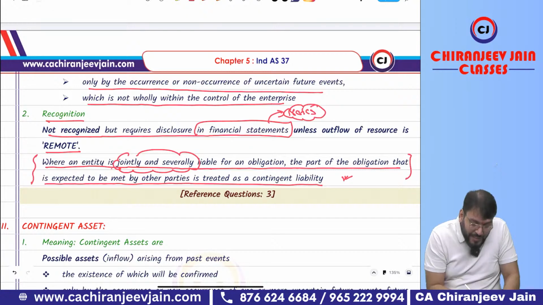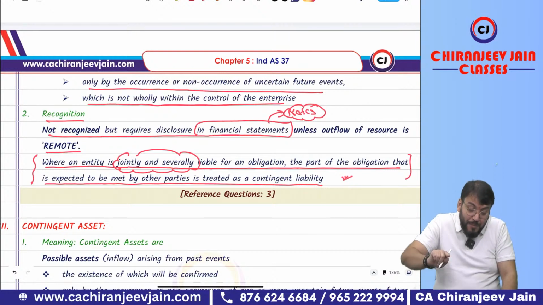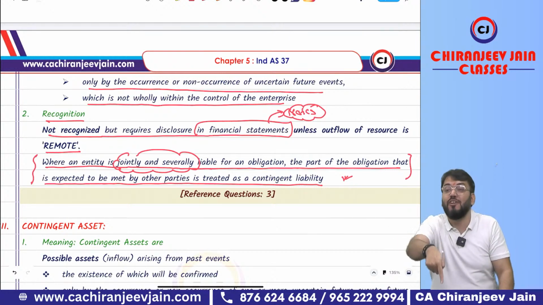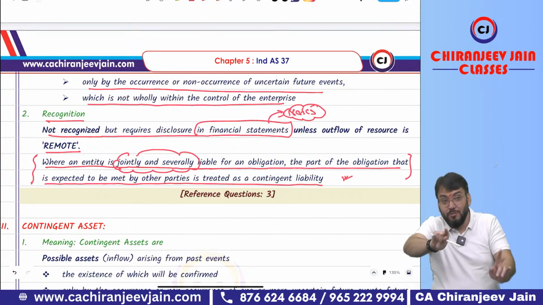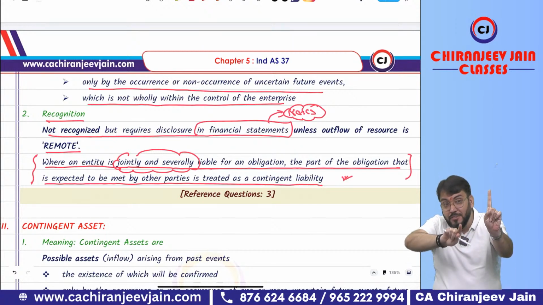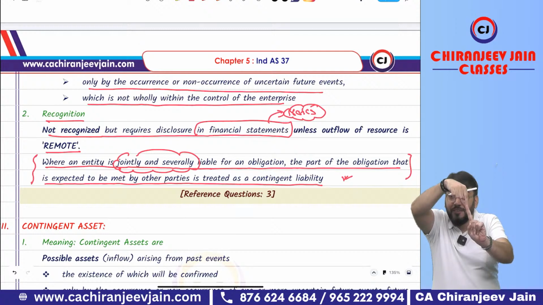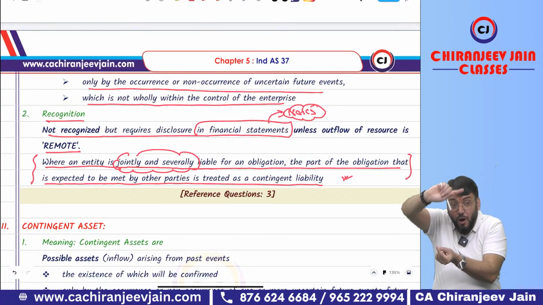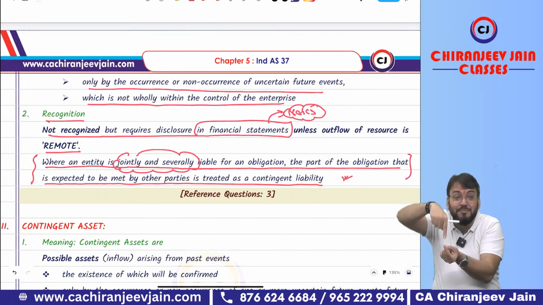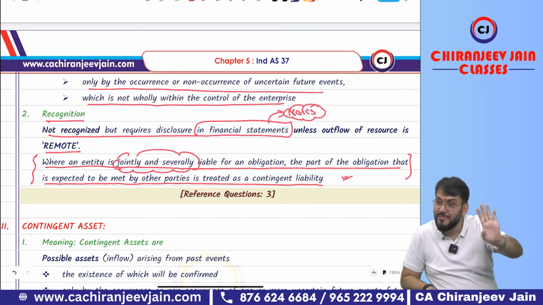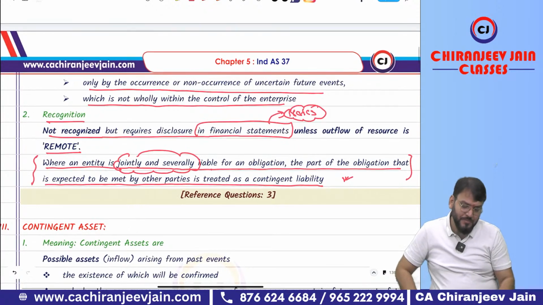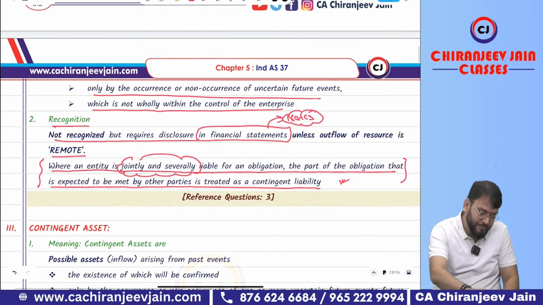When an entity is jointly and severally liable for an obligation, the part of the obligation that is expected to be made by other party is treated as contingent liability. So in the books of X Limited, the obligation of Y Limited will become what? Contingent liability. In the books of Y Limited, the obligation of X Limited will become what? Contingent liability. Okay? Understood? Okay, this much only.